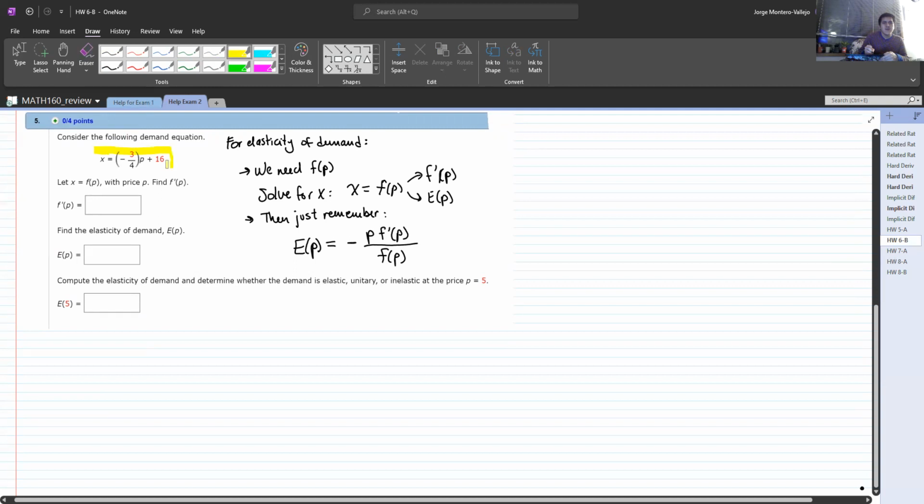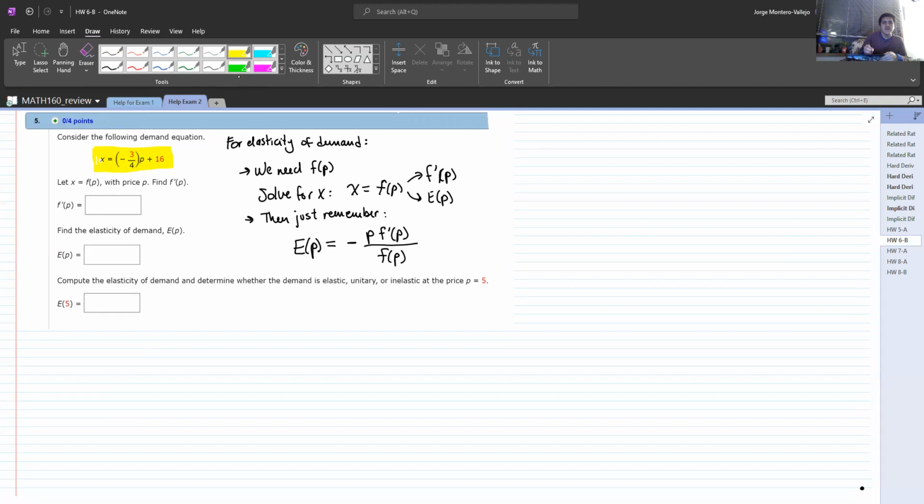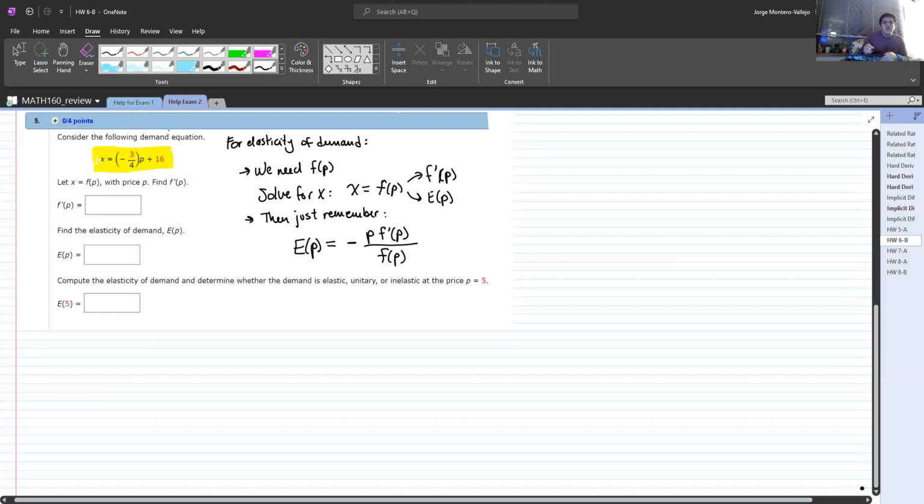All right, so the equation that we have been given is already solved for x. And so what we have there on the right side is f of p. Okay, so let's write it down. f of p is then minus 3/4 p plus 16. Then the derivative of that will be, well, when you're doing this derivative, you want to remember that p here is like x.